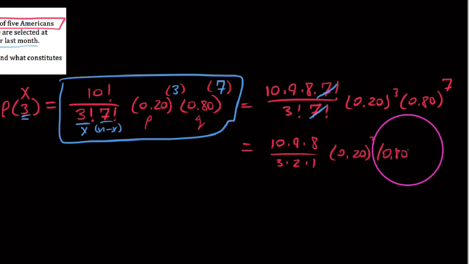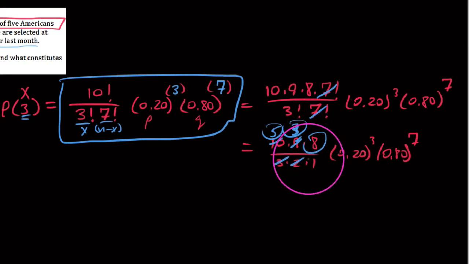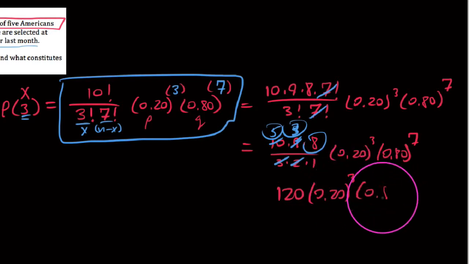And what you can see, I hope, is this. Using the formula, actually we can be accurate with this. We can reduce our 3 and our 9 here, make this a 3. Reduce our 2 and say our 10 here, make this a 5. 5 times 3 is 15. 15 times 8 would be the same thing as 4 times 30. So we have 120 times 0.20 to the third times 0.80 to the seventh.